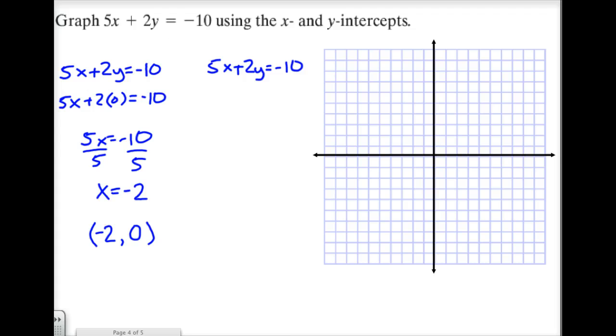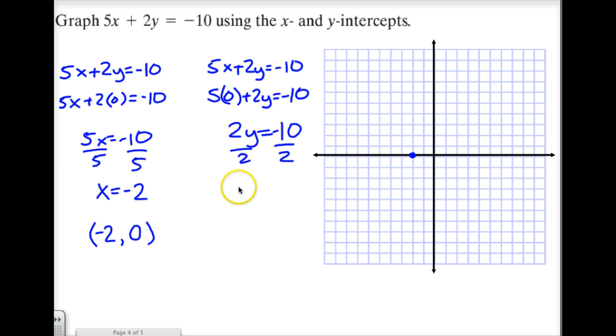So on my graph, I'm going to go left 2 units and up 0, or down 0. So that's my x-intercept. Now I'm going to find my y-intercept. And I'm going to do that by plugging 0 in for x. 5 times 0 is 0. So I get 2y equals negative 10.